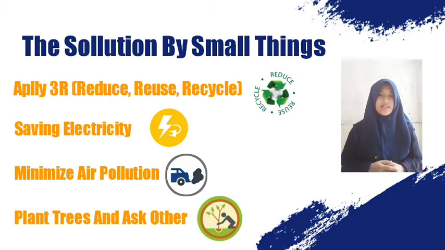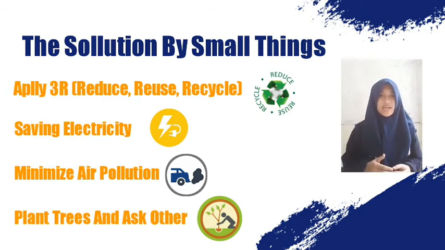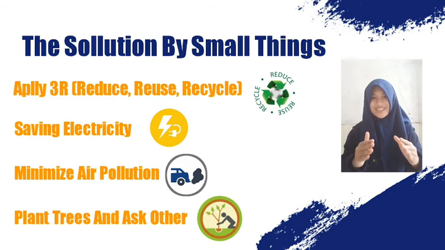And the second is to save our electricity. We can do it by turning off our lamps or changing our bulbs to LED, and also turning off our electronic devices. And the third is to minimize air pollution. We can prioritize walking or cycling and avoid driving a car or a motorcycle, and use public transportation when we have a far travel. The fourth is to plant a tree and ask other people to plant it.